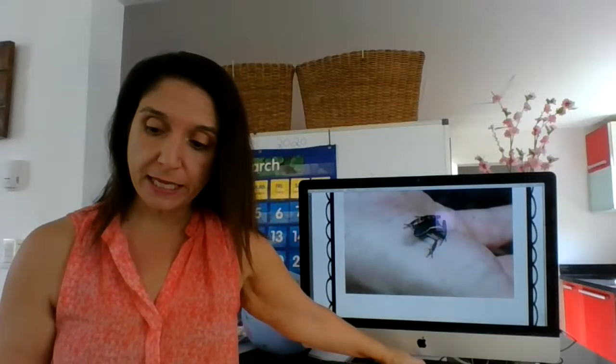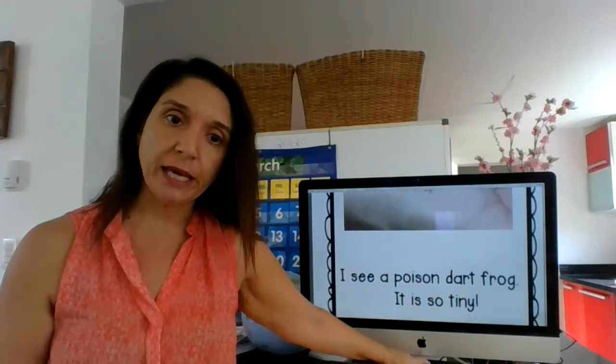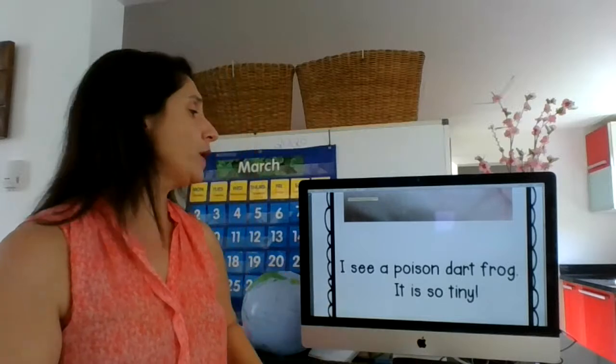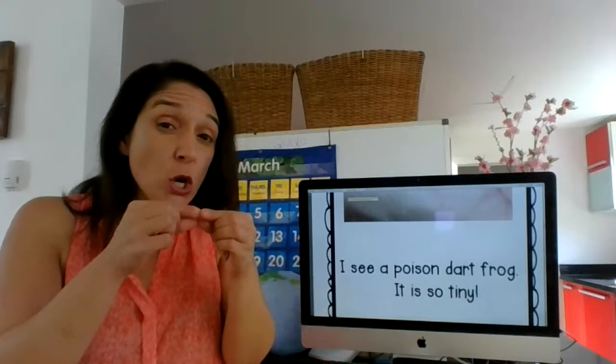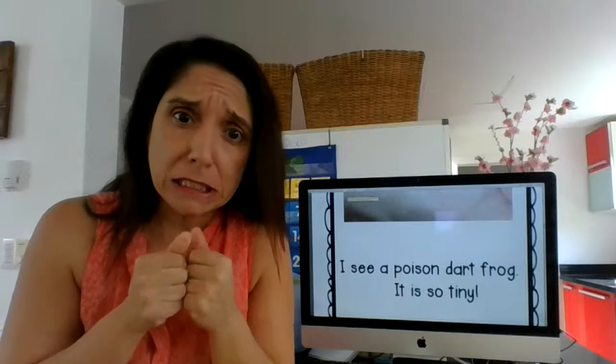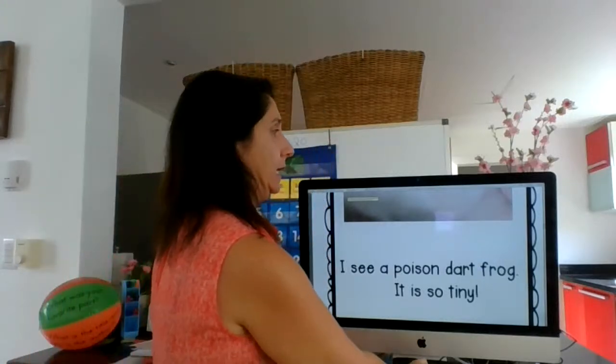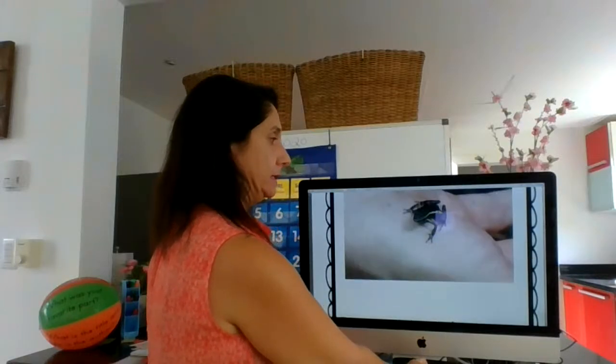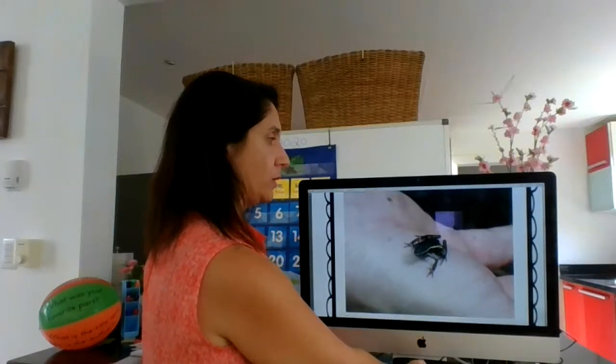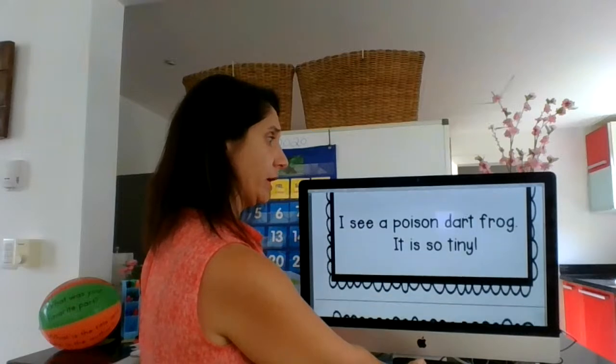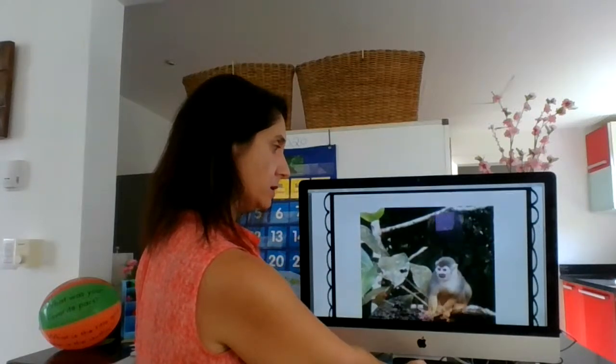Oh, I guess this is the poison dart frog. I guess we don't want that to touch us because if it's poisonous, then it's not going to be a good thing. I see a poison dart frog. It's so tiny and it's so dangerous. Oh my goodness. Tiny yet dangerous. I wonder. He's touching it. I hope it doesn't do anything bad.